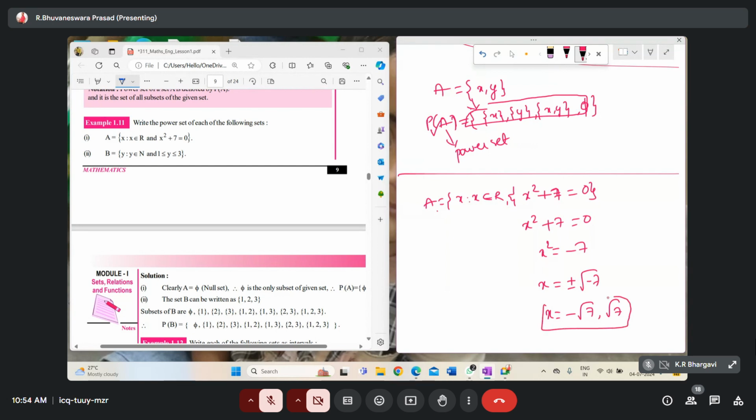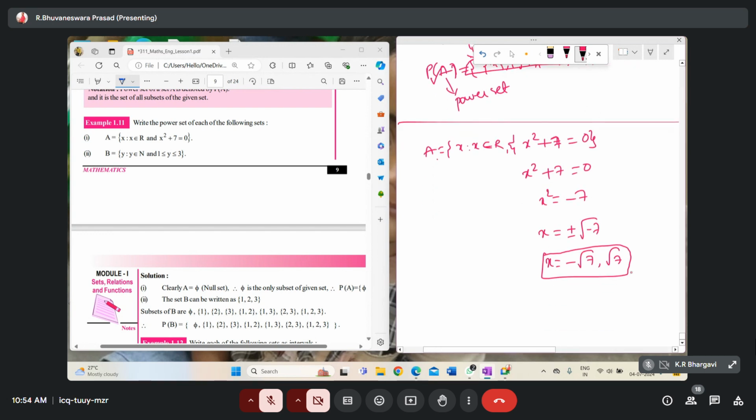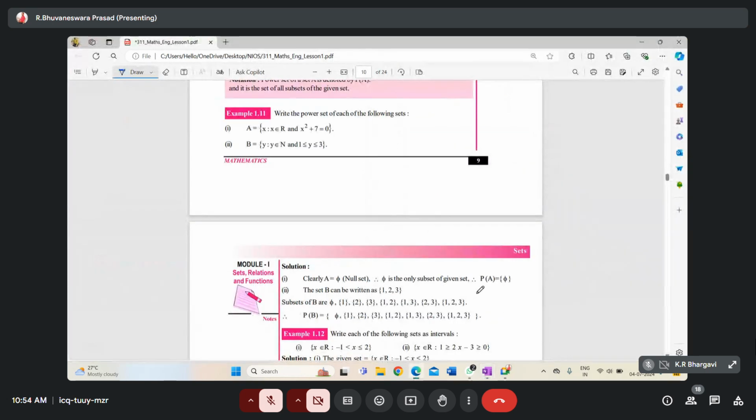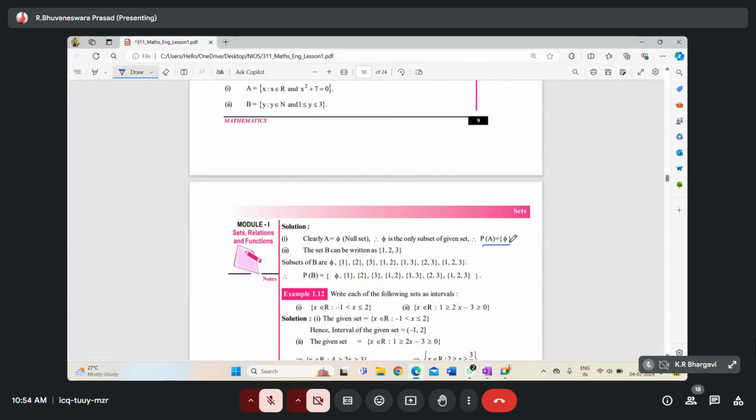These are the roots. ఇది సబ్సెట్స్ అవుతాయా దీనికి? Why is this not a subset? Because these are irrational numbers. But here x values, what are the x values? They are real numbers. So this is not a subset. Only the empty set is a subset of the A set. Only power set is one. So the power set is only P of A equals {empty set}.